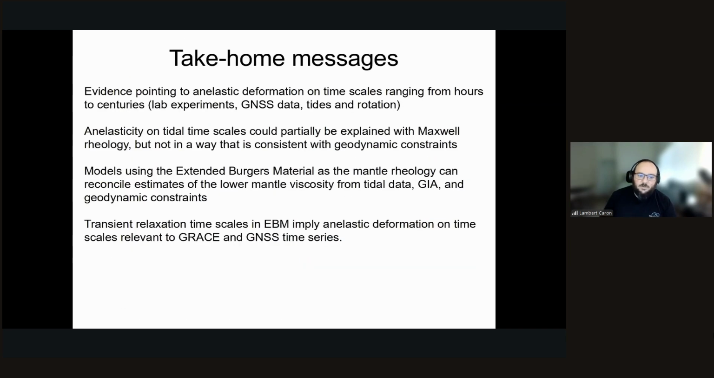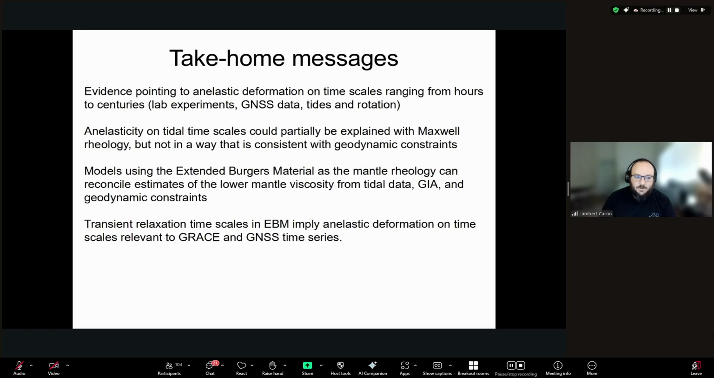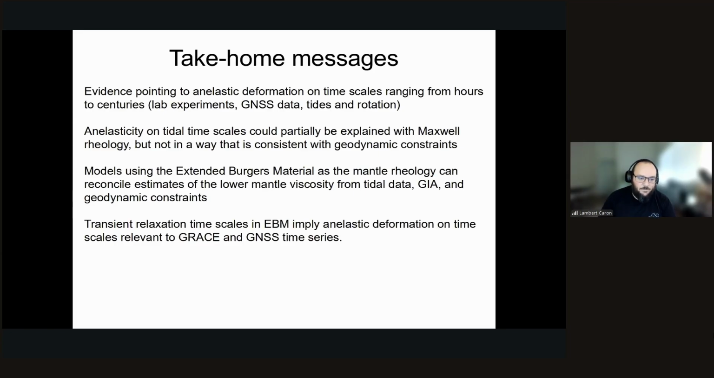So these are my take-home messages. We have evidence pointing to anelastic deformation that can be seen in various types of geodetic and mineral physics data. And we see good agreement to explain that data with the extended Burgers material, and these results would have impacts on the level 3 solutions as well as the GIA models.